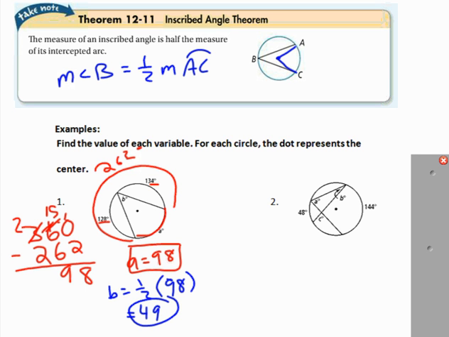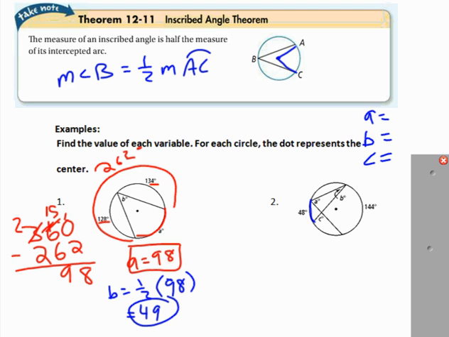We're trying to find A, B, and C. So we'll put that up here. A equals, B equals, and C equals. So I'm just looking at this first one. We have 48 degrees. Something's 48 degrees here. This arc is 48 degrees.